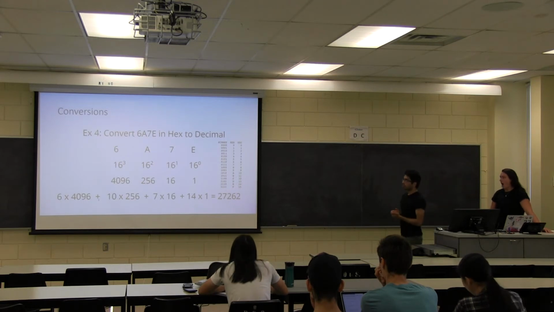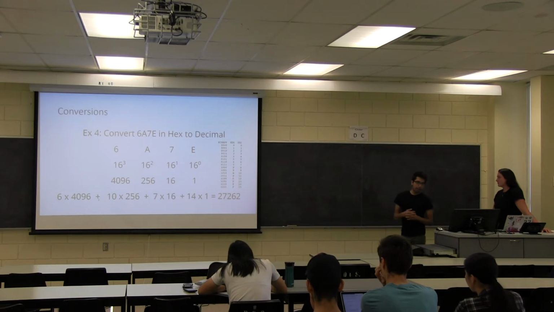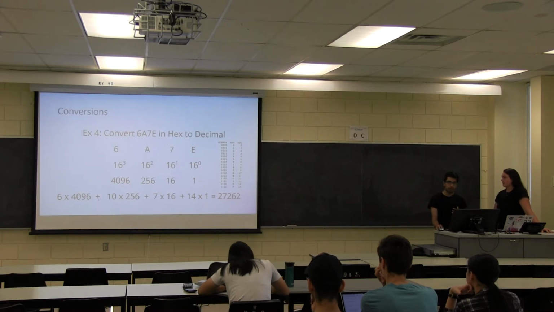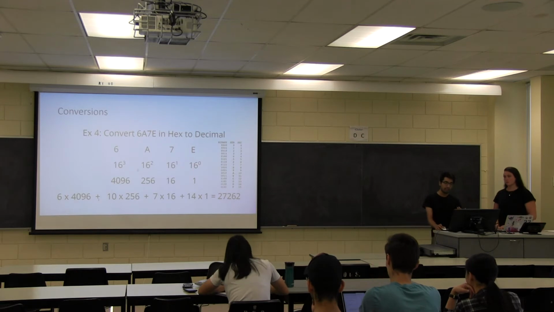Next conversion could be converting from a hexadecimal value to one that is decimal. Now, this is very similar to converting from binary to decimal, but instead of using a power of 2, you're using a power of 16. And same process, you will write down your hexadecimal digits on the top row. Underneath it, you would write down the powers of 16 in increasing order from right to left.